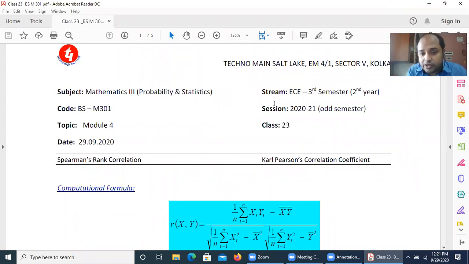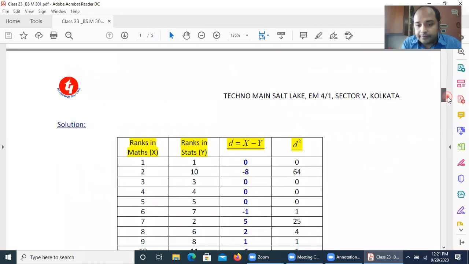Let me save the chat once more. People have written their roll numbers. Okay. Attendance is very essential.